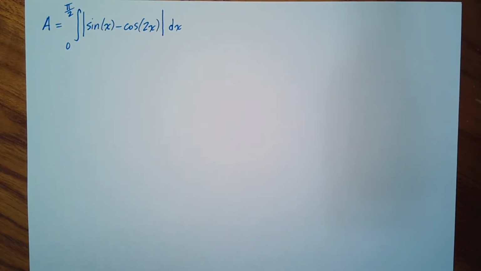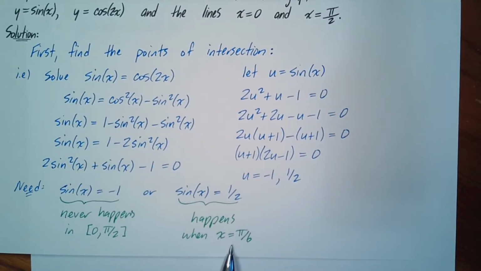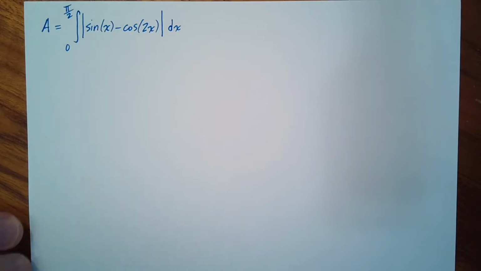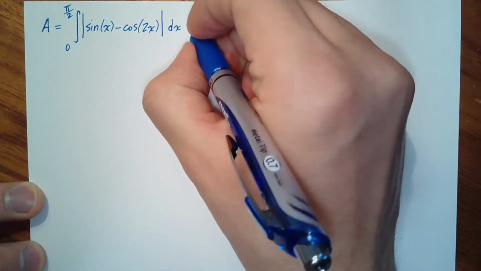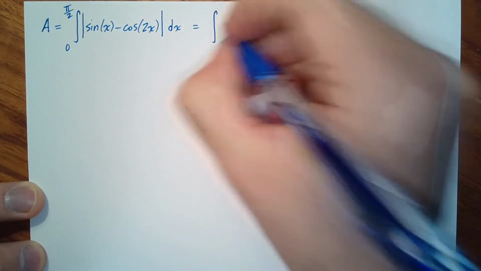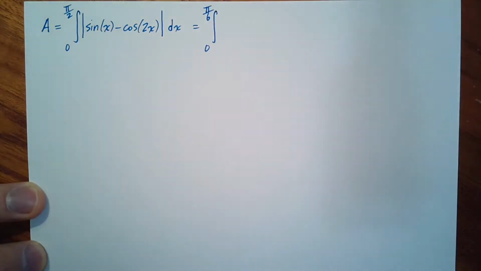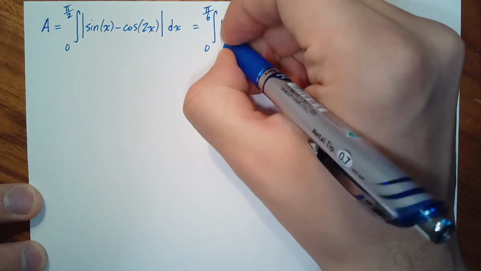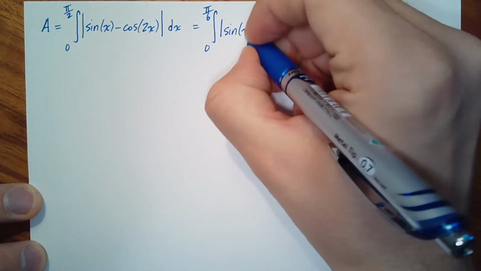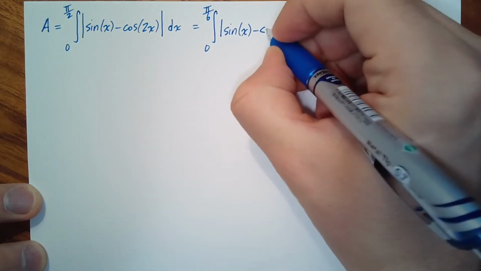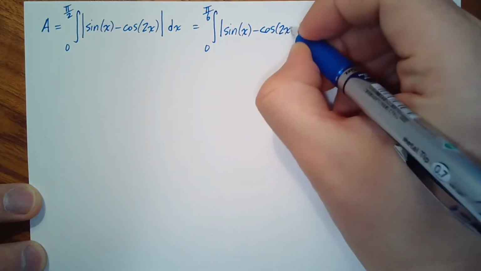So the first step is to remember that we determined there is a point of intersection at pi over 6. So we're actually going to split this up using properties of the definite integral. We can write this as the sum of two definite integrals. One that goes from 0 to pi over 6. And then again, we'll still have the absolute value of sine of x minus cosine of 2x.